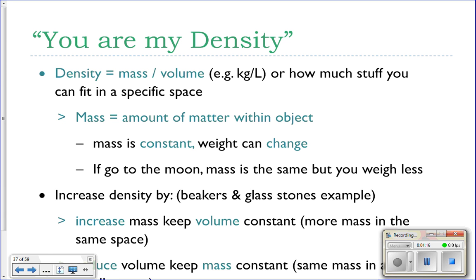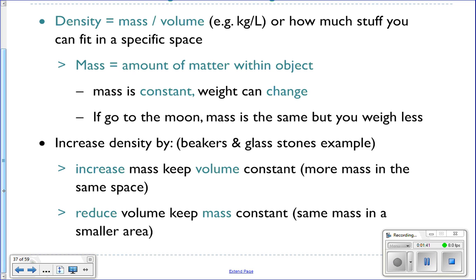So density is the amount of mass per volume of something, or how much stuff you have in a specific amount of space. And volume or space is like the amount of area that you're looking at. There are different ways that you can change density. You can increase density in a couple of ways. You can increase density if you increase the mass of something but keep the volume constant. So you keep the same amount of space, but you put more stuff into it.